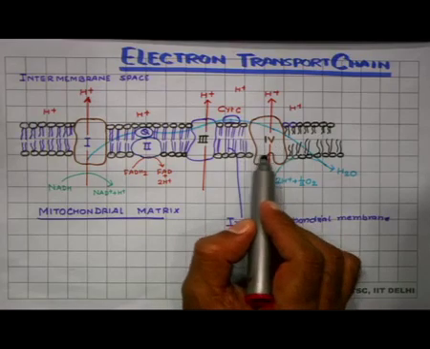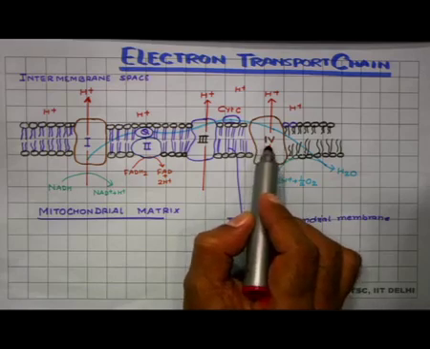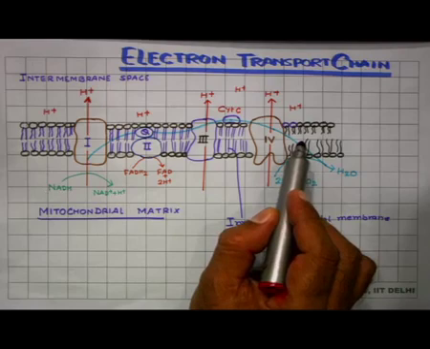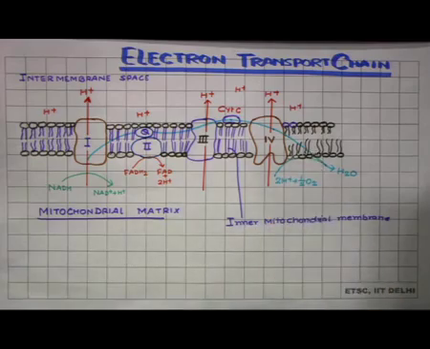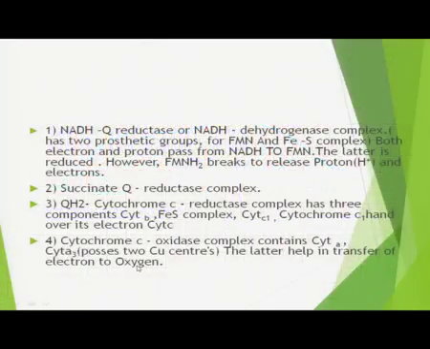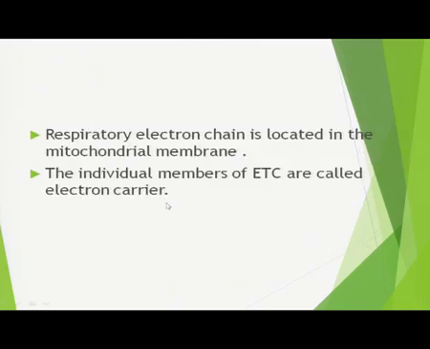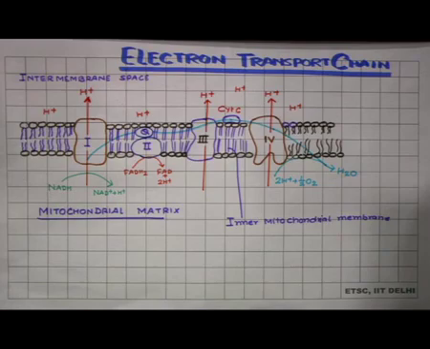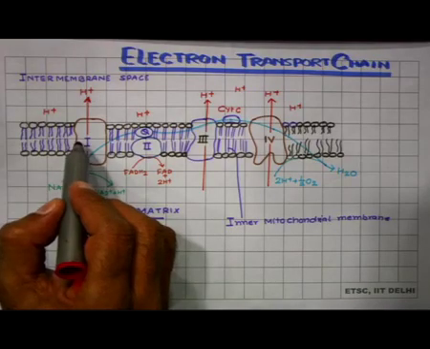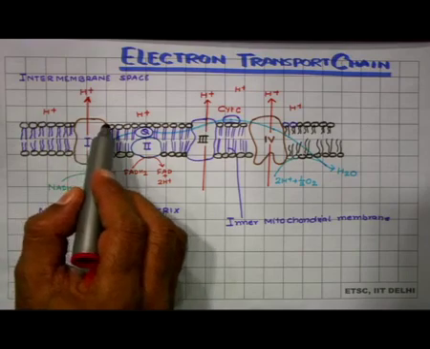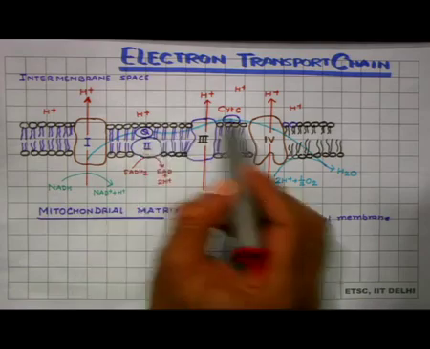From complex 4, the electron is transferred to complex 5, which helps in ATP synthesis, and this electron helps in the formation of metabolic water with the help of oxygen. Now, in the respiratory chain, all these cytochrome complexes are located in the mitochondrial membrane, and the individual members of the electron transport chain are electron carriers, because these carriers help in the transport of electron and proton from one complex to another complex.